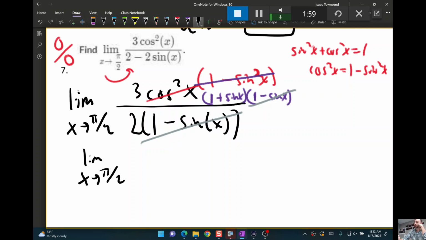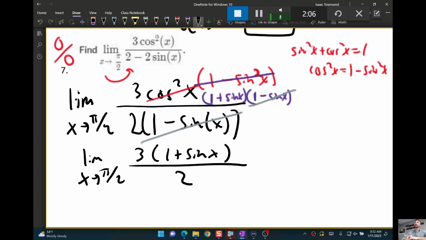And I'm probably doing too much in one step. It's getting kind of messy, so I'm going to rewrite what I have left over. But since something has canceled, 99% chance that direct substitution is ready to go now. So plug it into what you have left over.